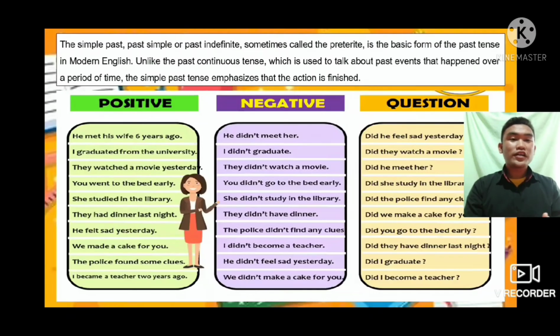Examples of past tense in a sentence are: He met his wife 6 years ago. He didn't meet her. Did he feel sad yesterday?